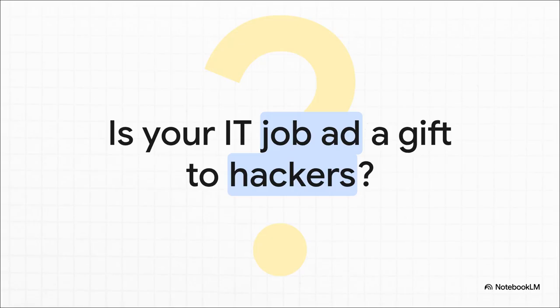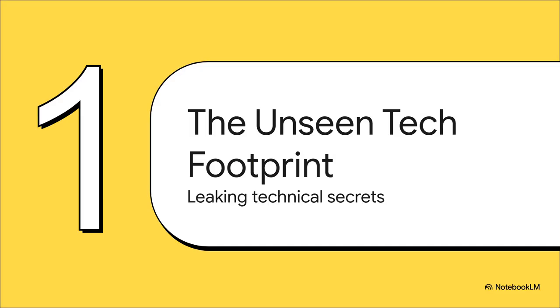So let's just kick things off with a pretty pointed question. Is that job ad you just posted for a new engineer actually a welcome mat for hackers? It's a heavy thought, I know, but it really gets to the core of what we're digging into today. Right, the unseen tech footprint. See, every company leaves traces online, but there's this hidden layer. These big AI models, they're trained on pretty much the entire public internet, and they're learning the ins and outs of your company from all this info you're sharing, probably without a second thought.